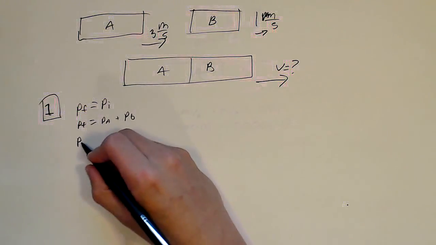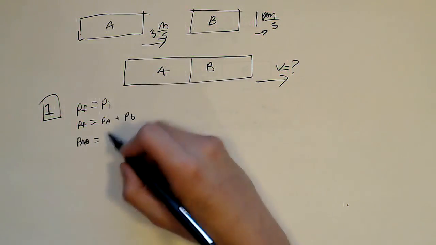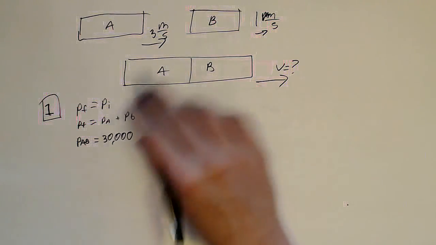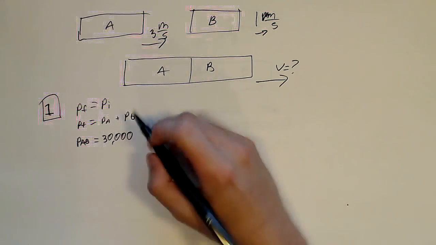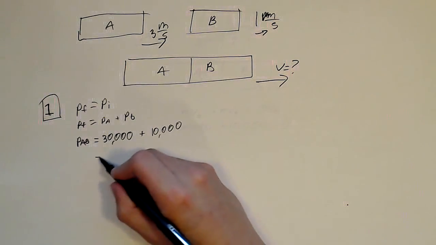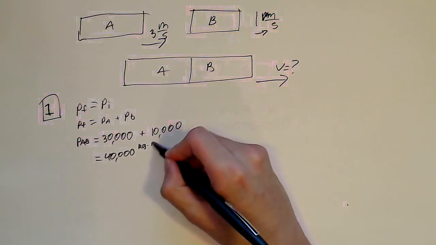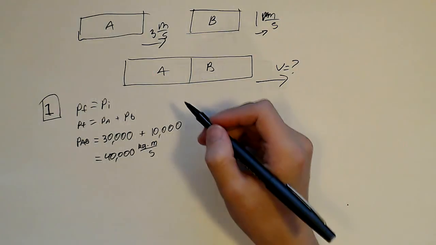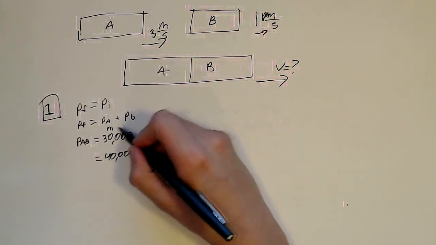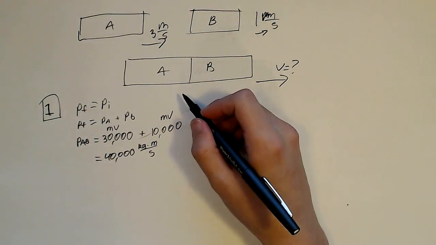And the final momentum we're going to call momentum of A and B, which is going to be 3 times 10,000, so 30,000, plus momentum of B, which is 1 times 10,000, which is 10,000. You add them together, you get 40,000 kilograms times meters per second. And again, the way I got this was just m times v of car A plus m times v of car B.